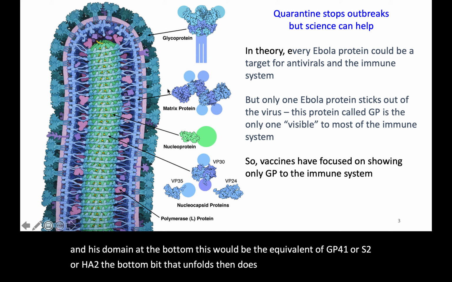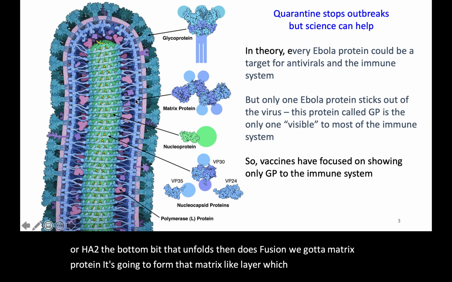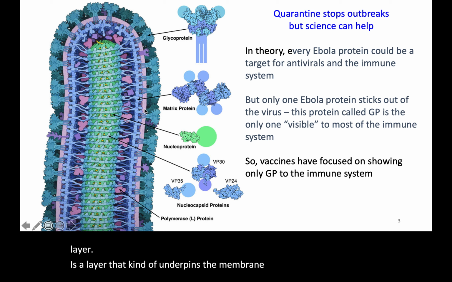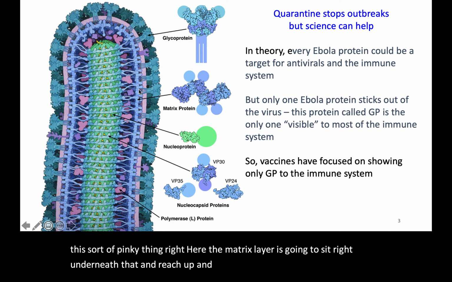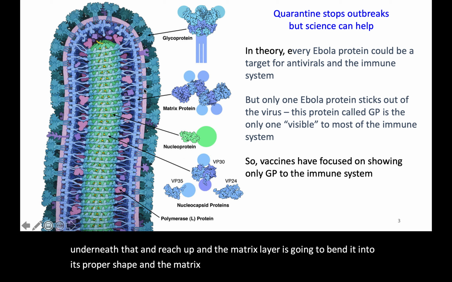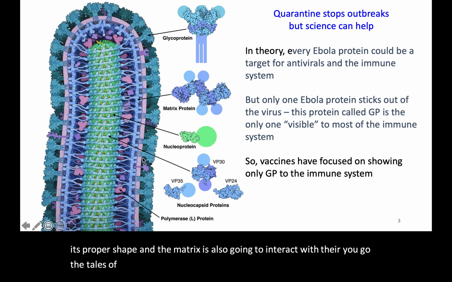We got a matrix protein, and it's going to form that matrix-like layer, which, remember, a matrix layer is a layer that kind of underpins the membrane. So here's our membrane, this sort of pinky thing right here. The matrix layer is going to sit right underneath that and reach up, and the matrix layer is going to bend it into its proper shape. And the matrix is also going to interact with, there you go, the tails of the glycoprotein. And so even though this is an artist's rendition, it's a pretty darn accurate artist's rendition.